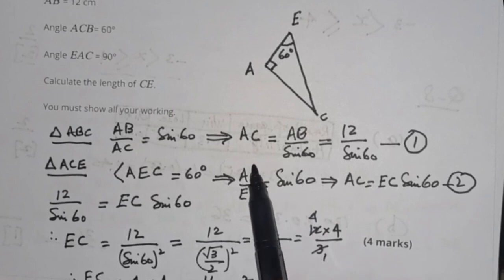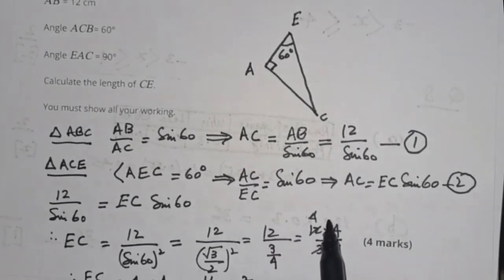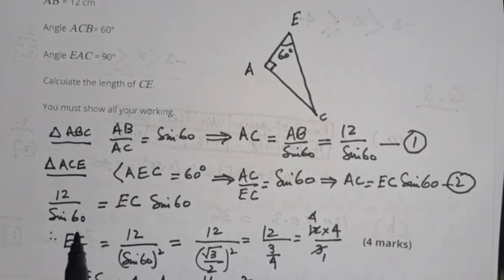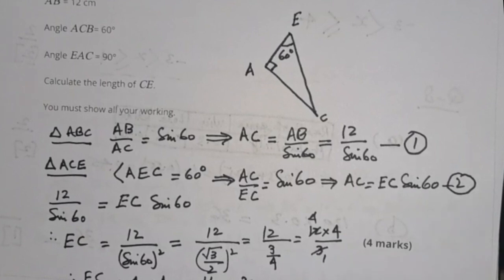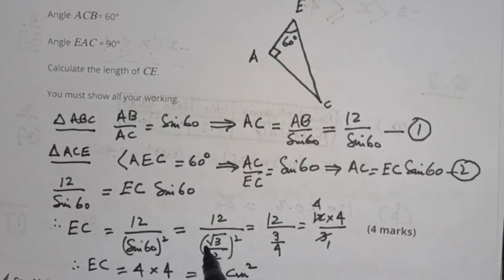We got two equations for AC. AC is equal to 12 over sine 60 and AC is equal to EC sine 60. We can equate them. 12 over sine 60 is equal to EC sine 60. Therefore, EC is equal to 12 over sine 60 square, because this comes here and becomes square. And we know that sine 60 is root 3 over 2.